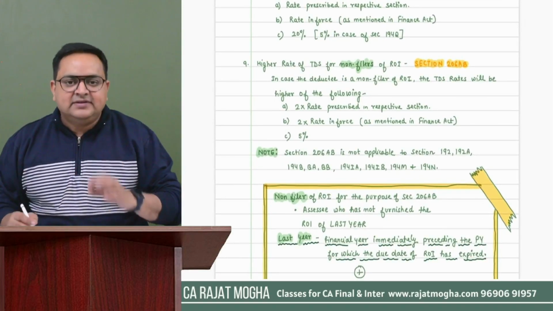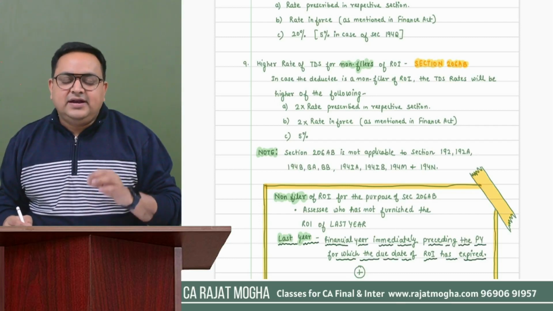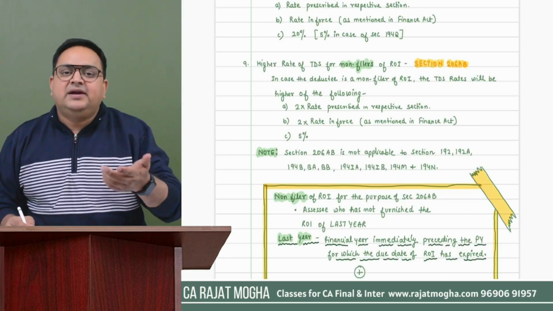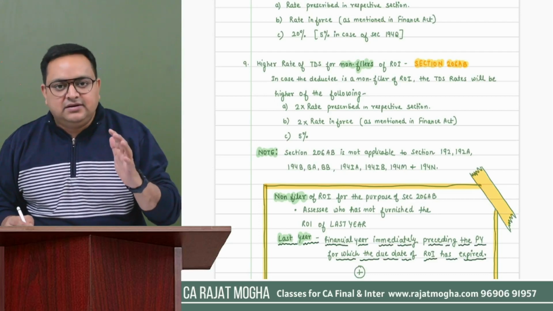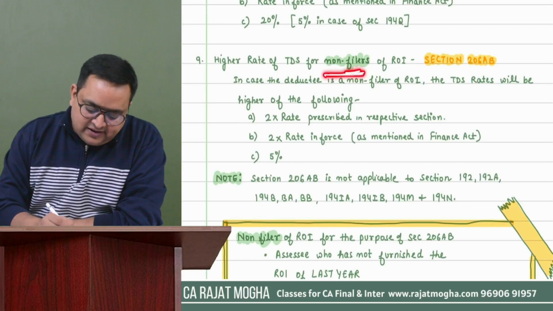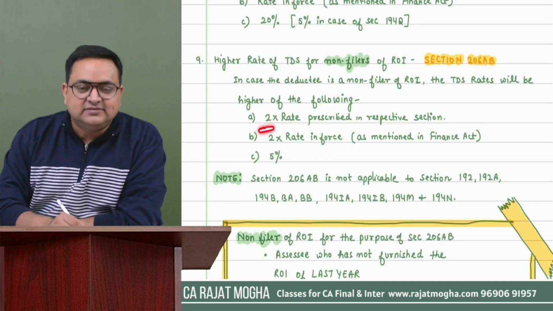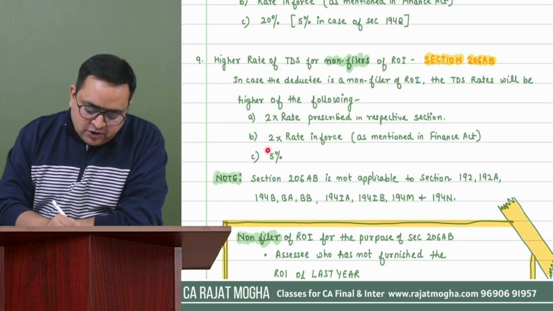So what does this section say? If you are a non-filer, then we will double the TDS rate. They are saying that if you are a non-filer, then we will double the TDS rate, 2 into the rate prescribed in the respective section. We will make it twice. We will double the TDS rate, or 2 into rate in force.